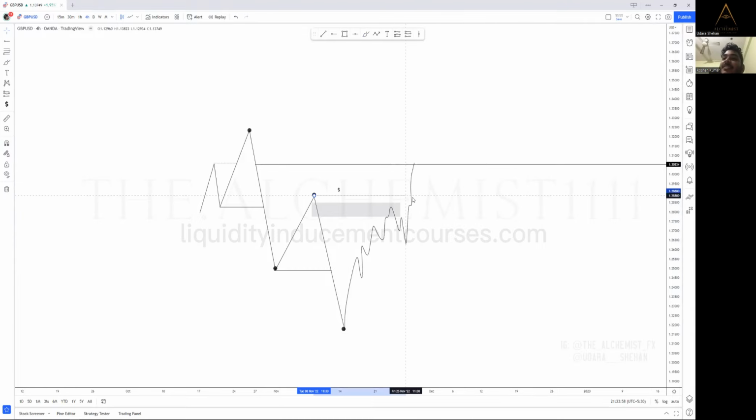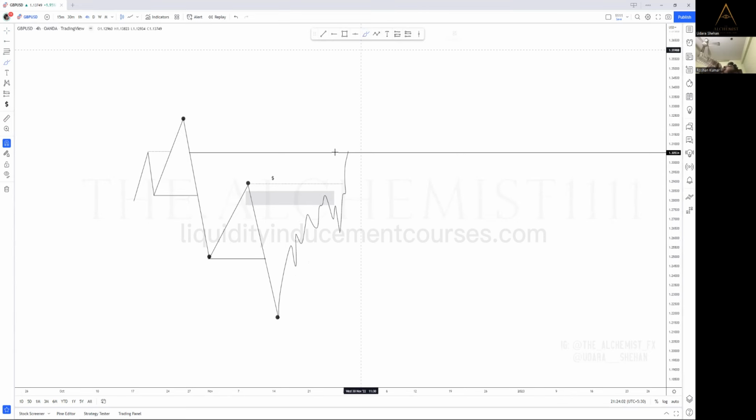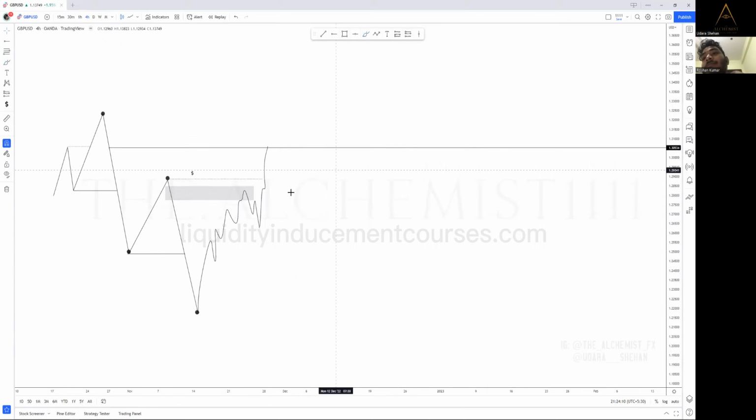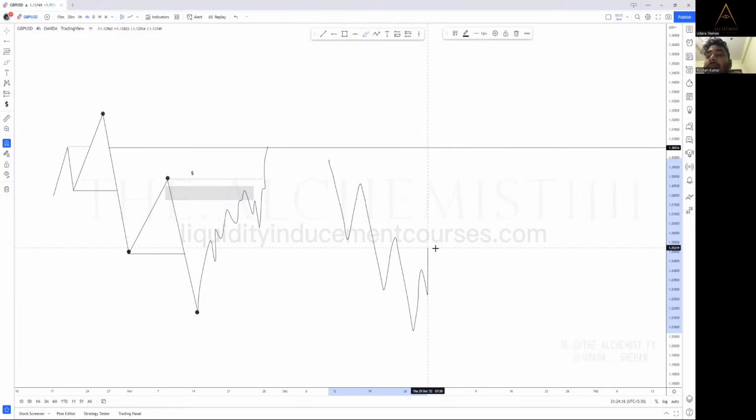Everyone that wanted to sell here gets stopped out. So what is this? This was a manipulation of the sellers. But it wasn't just a manipulation of the sellers. It did something else that is important. The market was making lower highs and lower lows. Now all of a sudden you have a move like this. You might think it's a bullish breakout structure, right?